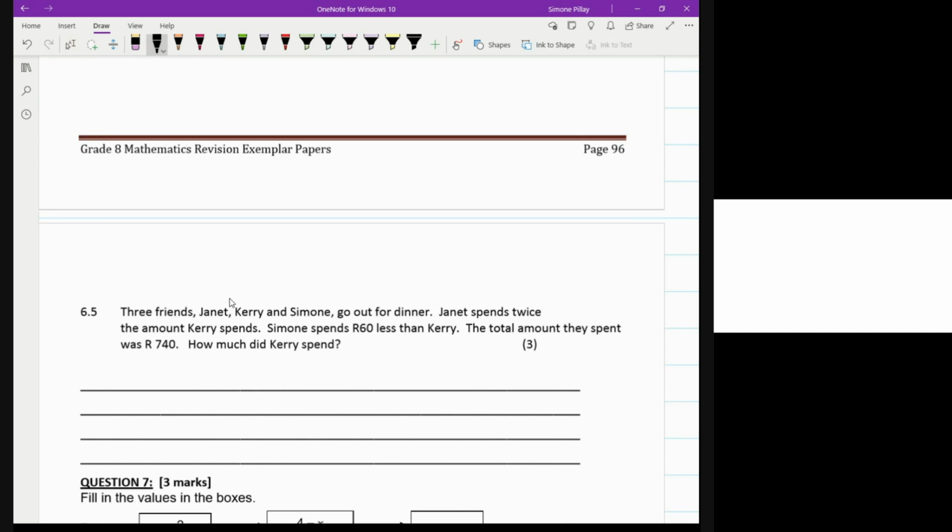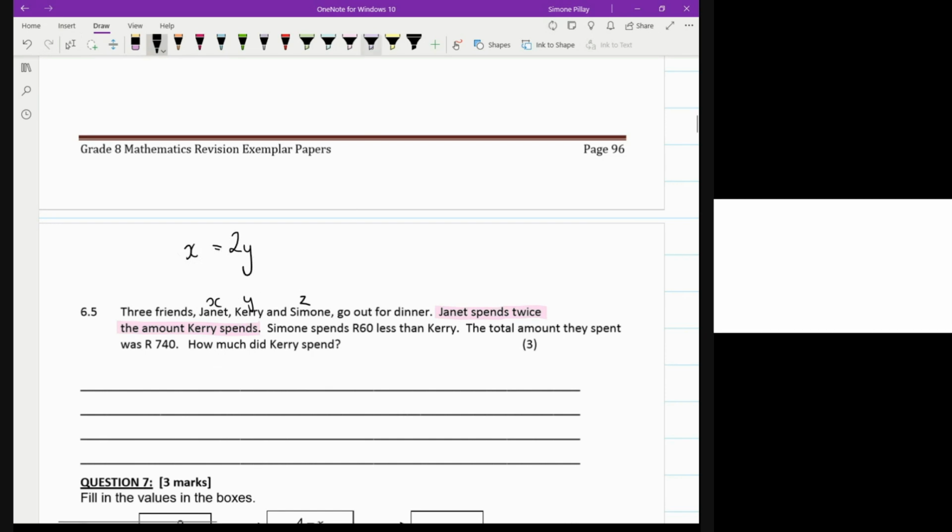So whenever we have these word problems, we're always going to make our unknowns variables. Let's say Janet spent x, Carrie spent y, and Simone spent z. Now let's try to create some equations with the info. It says Janet spends twice the amount Carrie spends. So this amount that Janet has spent, her spend, is equal to twice the amount Carrie spent.